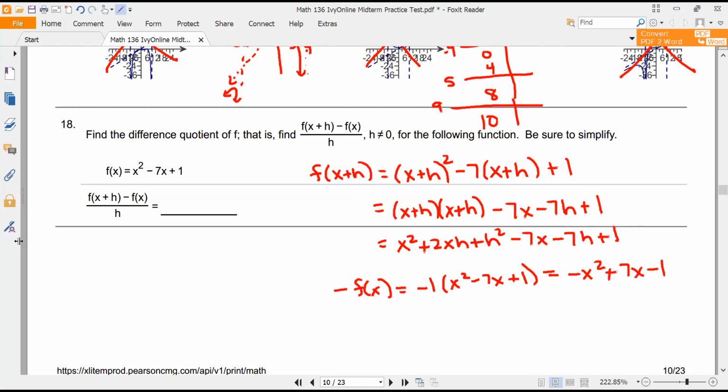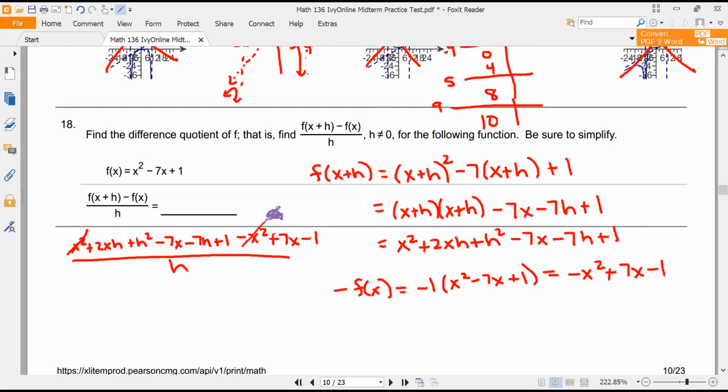So we take the answer that we got from each of these. So x squared plus 2xh plus h squared minus 7x minus 7h plus 1 minus x squared plus 7x, because I'm on the second one now, minus 1. And we put all of that over h.